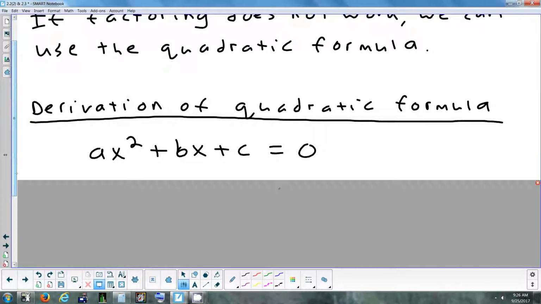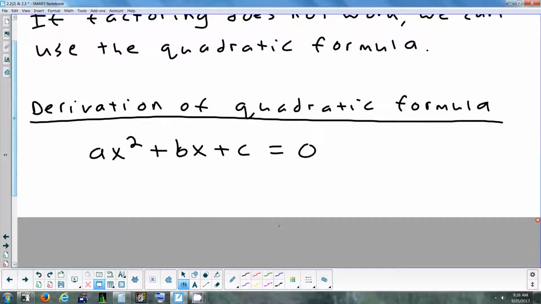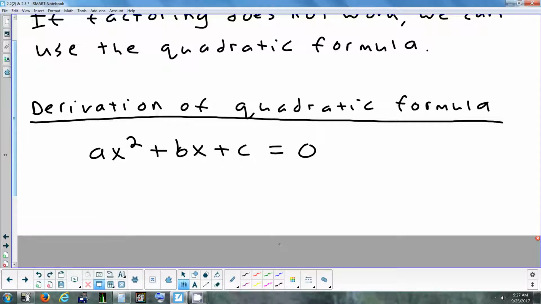So the first thing you have to do is start off with just a generic quadratic equation. A, B, and C could be any numbers you want. And what's our first step when we complete the square? What do we always do? Very first thing. Anyone remember? Yeah, you move the constant to the other side. So we're going to do everything we would do with completing the square. We're just not going to do it with any numbers. Okay, so we're going to put C on the other side.